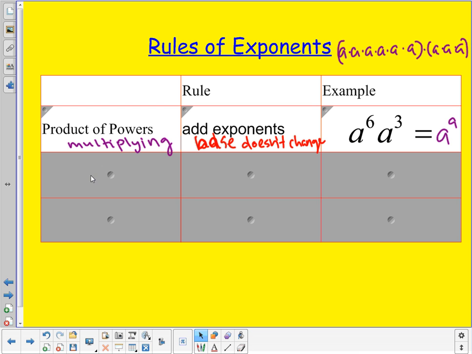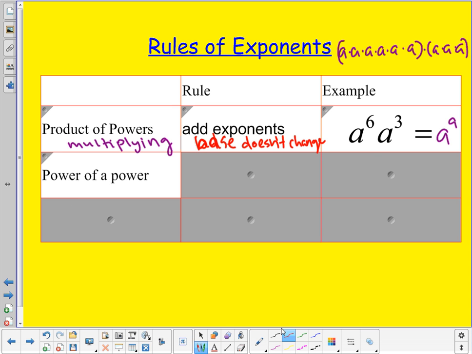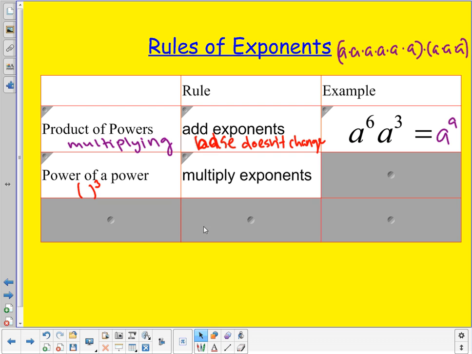The next one is power of a power. This is when you have something in parentheses with a power outside, like let's say to the 3rd power. For that rule, power of a power, we multiply the exponents. And again, the base is not going to change, but we multiply the exponents together.